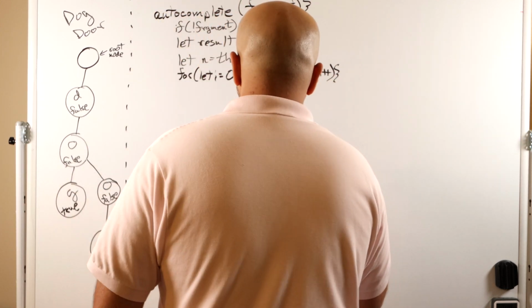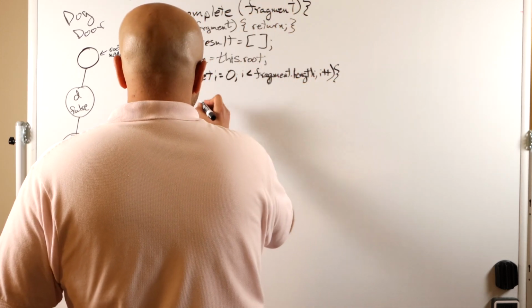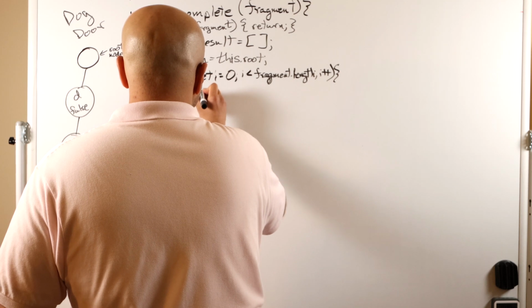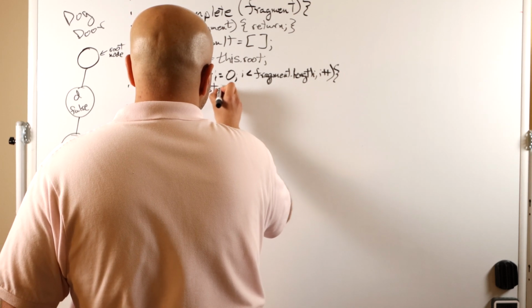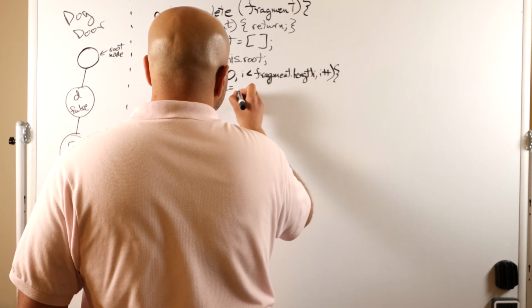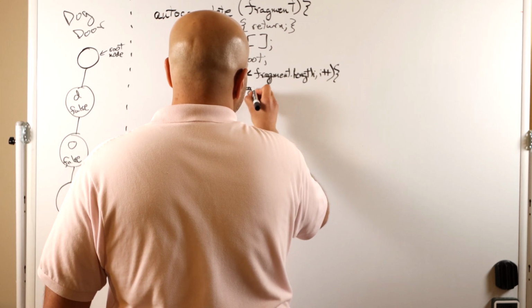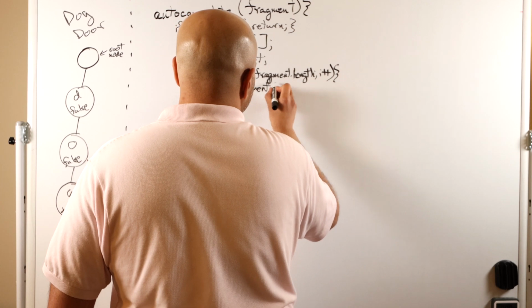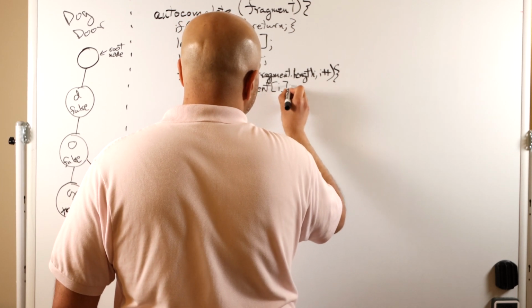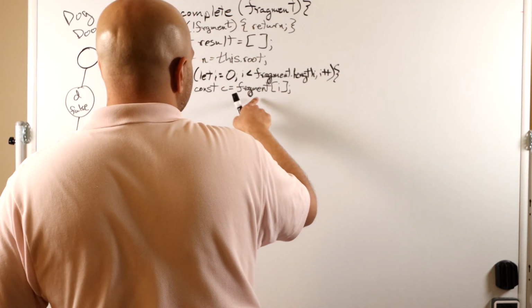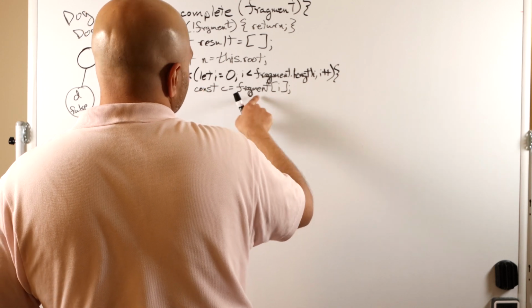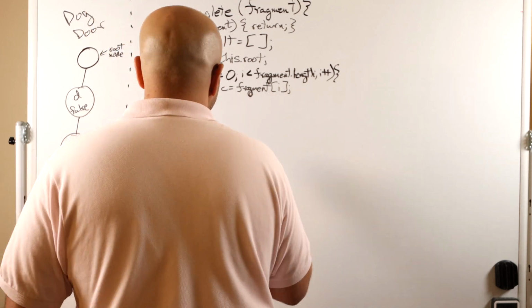Okay. Now within our for loop, we will want to first get the character that we're currently looking at. So we'll say const c equals fragment of i. So this would be the ith letter within the word, or within the string fragment.